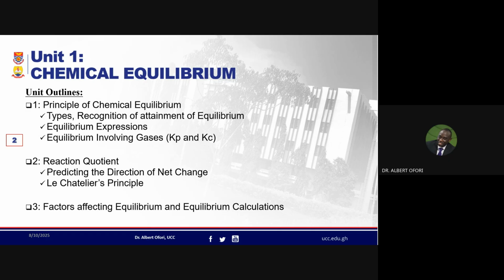Once I'm talking of predicting where the change will happen or which part will be more favored, then we'll consider a principle. Here we are not doing any calculation, but just using this principle to predict. And the principle is what we call the Le Chatelier principle.